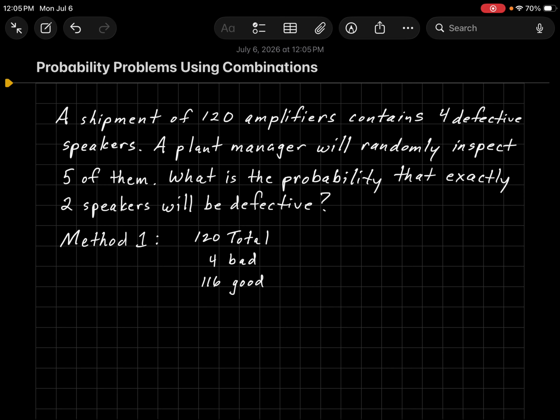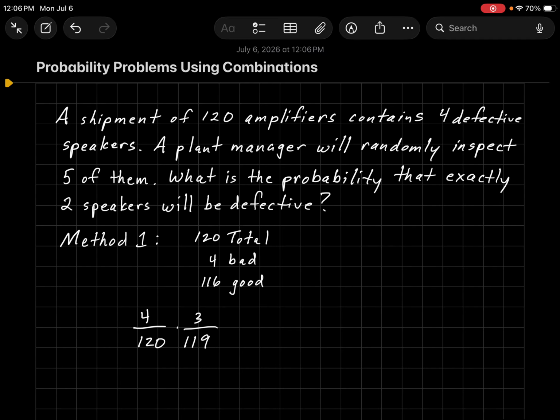So let's start writing it out. What is the probability that the first speaker we choose is defective? Well, we know that probability is how many we want, in this case bad, out of how many total things there are. What is the probability that the second speaker we choose will be defective? Well, there are 3 bad speakers left out of 119 total left.